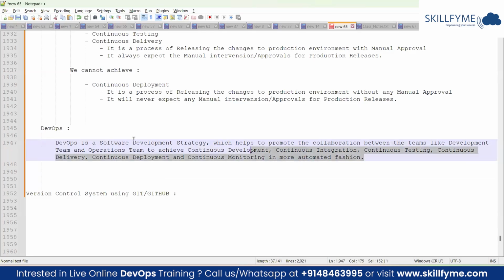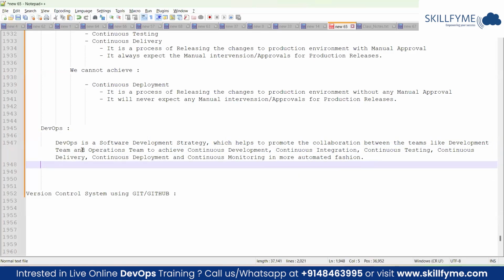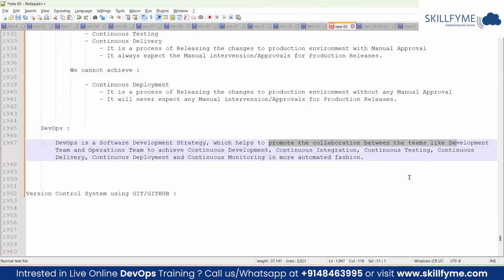So this is the proper definition or explanation for DevOps. If anyone asks you what DevOps means, this should be your ideal response. Ultimately, DevOps is a software development strategy that helps to promote collaboration between the teams, like your development team and operations teams, in order to achieve continuous development through continuous monitoring in a more automated fashion.